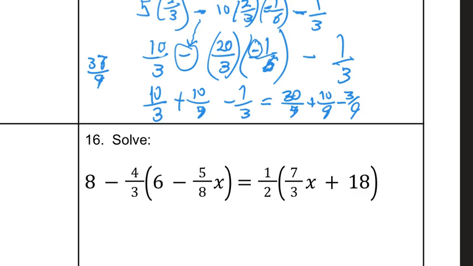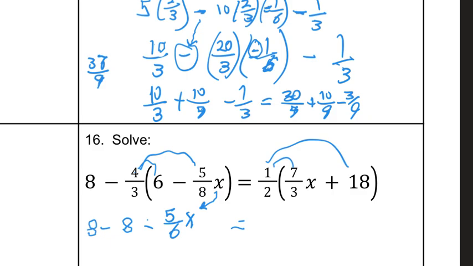Okay, this one, 8 minus, and I'm going to do 4 times 6 is 24/3, which is 8. And then this times that is 20/24, which is 5/6. And it's got an x with it, right? Okay, equal sign. Half times the 7/3, and then half times that would be 7/6 x plus half of 18 is 9/1, or just 9.